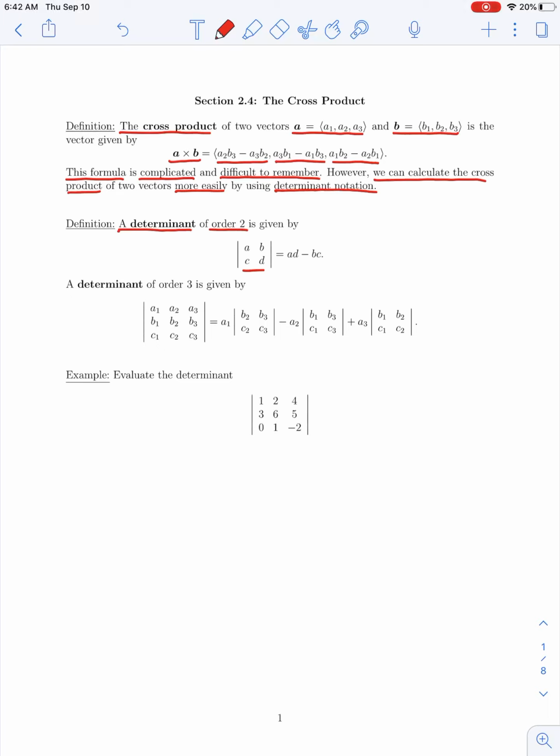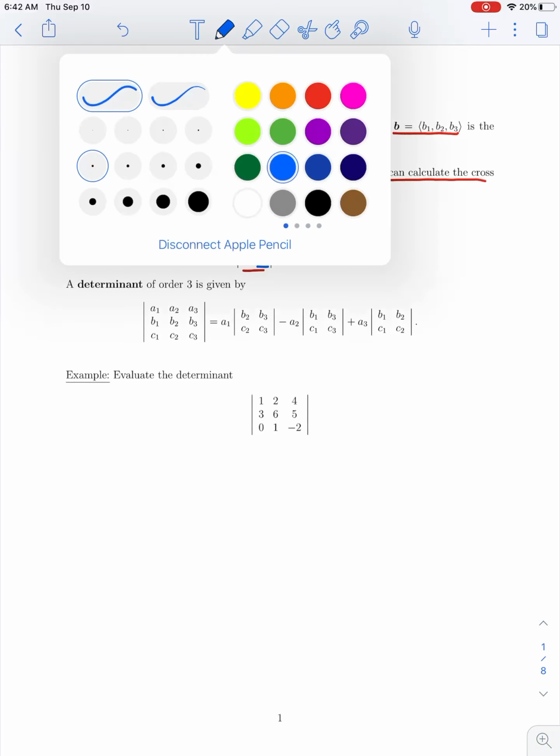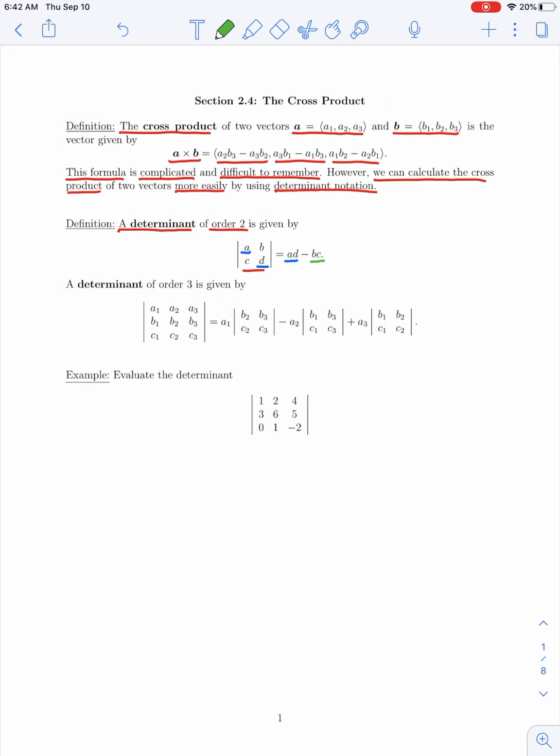And this determinant of a 2x2 matrix is defined as follows. It's given as A times D. So that is, we take the product of the entries on this diagonal, and then we subtract B times C. So we're going to take the product of the entries on that diagonal, and then we subtract B times C, the product of the entries on the off diagonal of that matrix.